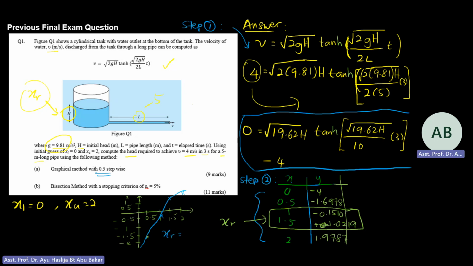So what do you get for your XR? Perhaps 1.2. Okay, 1.2 around there. 1.1. Okay, it should be in between 1.1 to 1.2, roughly.